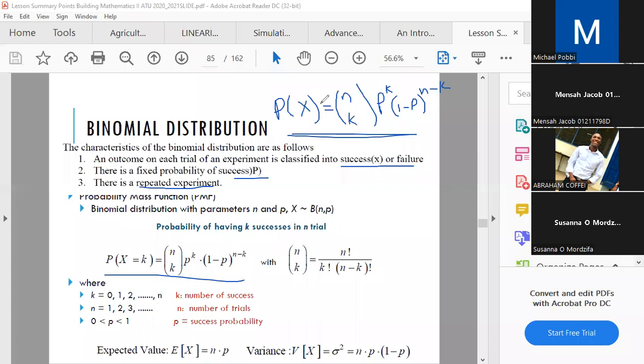So make sure you have your calculators at this moment, because we are going to need it in the next example.